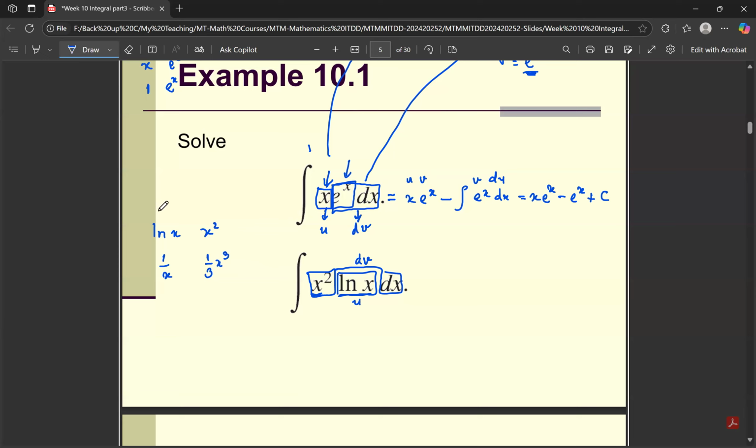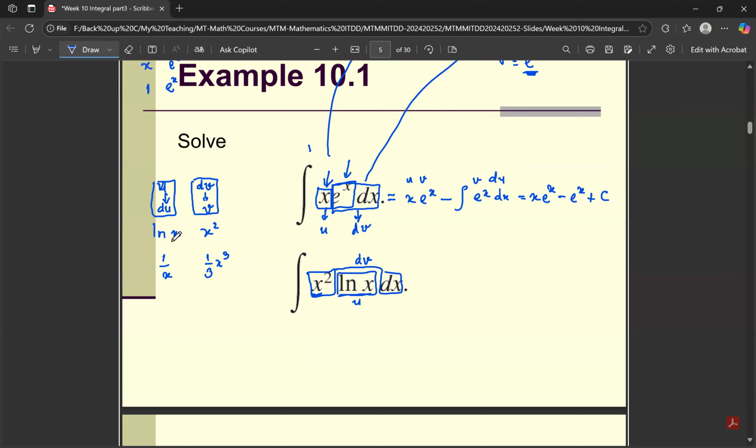Please remember, yeah. So the first column is about u, and the differentiation will be du in this case. This is the first column. The second column is dv, and then integrate it. We have v. Yeah, this is the second column. Okay, let's apply the formula of integral by parts.